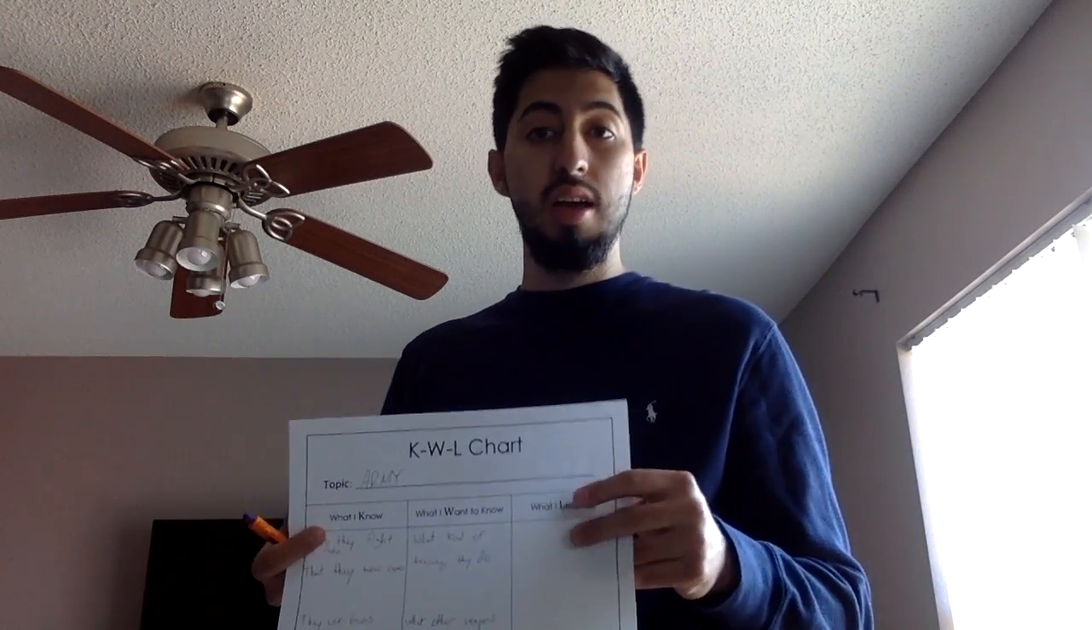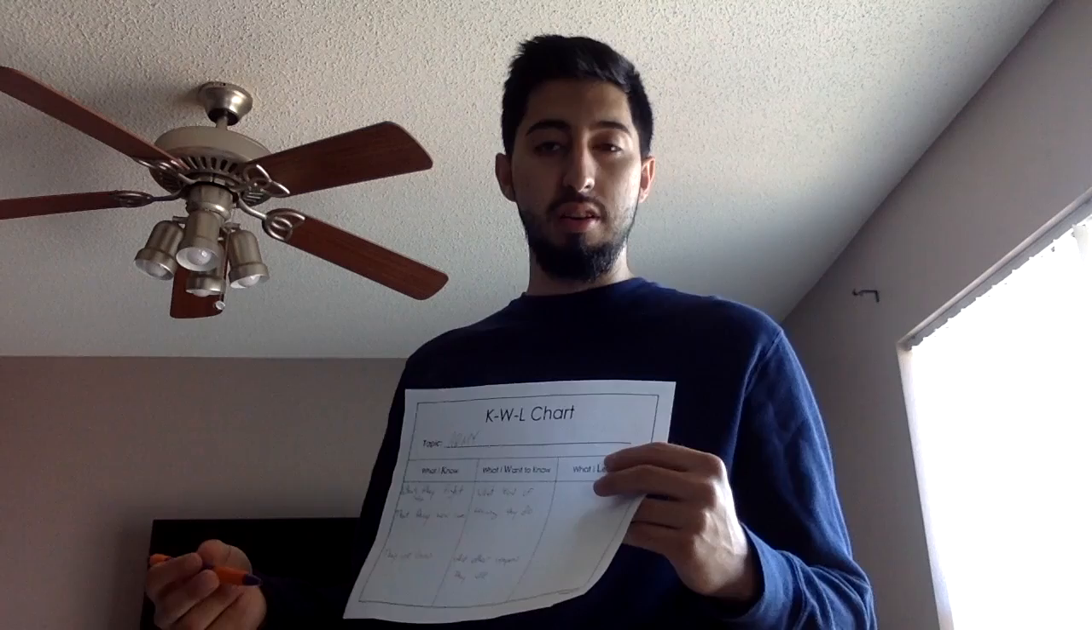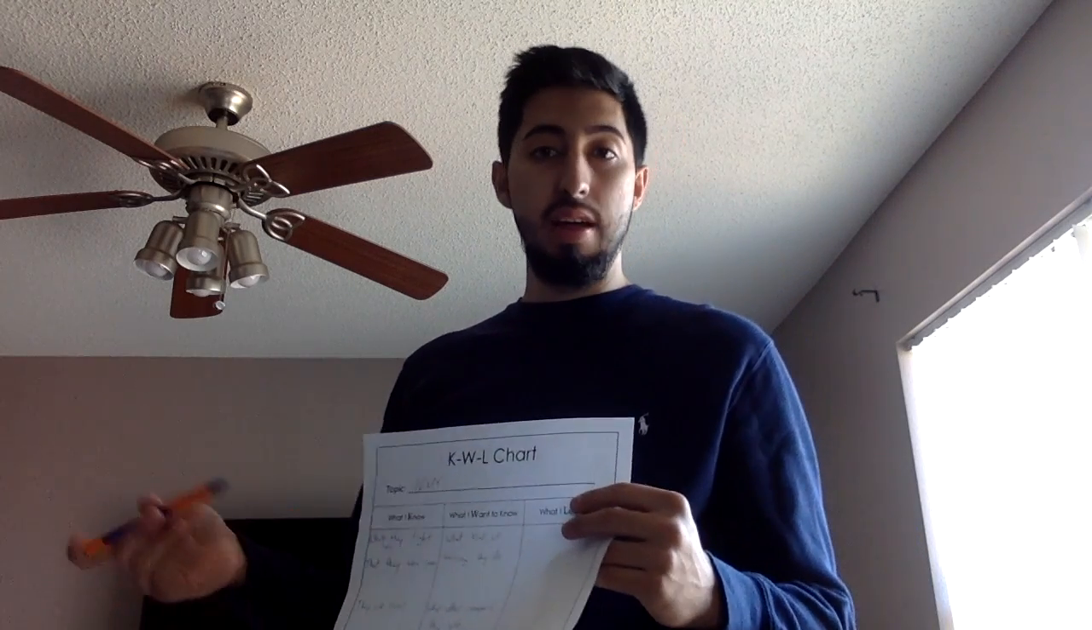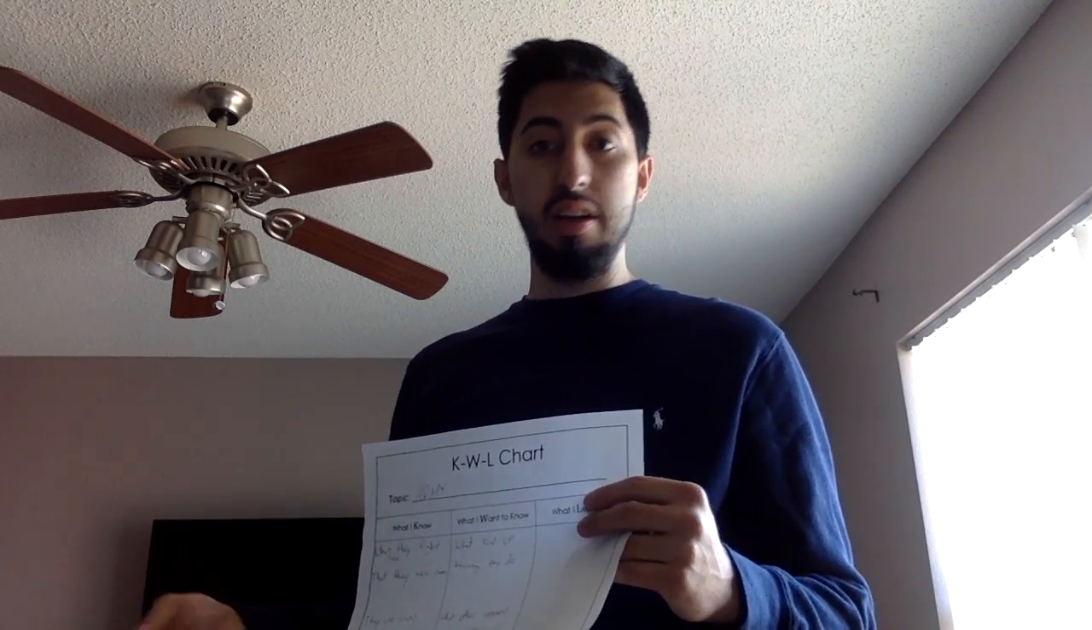The KWL chart hits on those three main things: eliciting the background information of what a student already knows, helping them with reading comprehension, and I think very importantly, it gives them a purpose to read. So they're not just reading blindly because they're being told to read, but because they actually want to learn something. So there it is, the KWL chart.